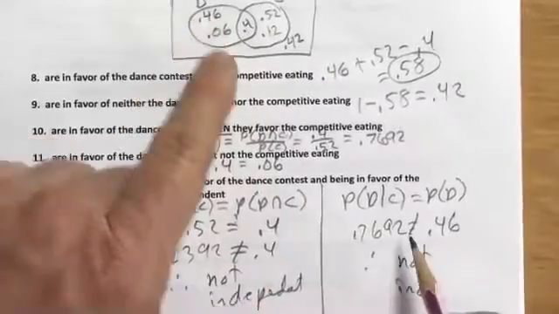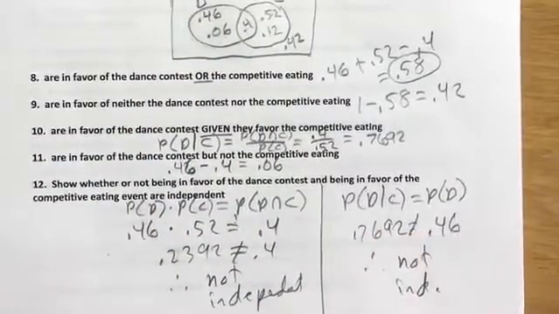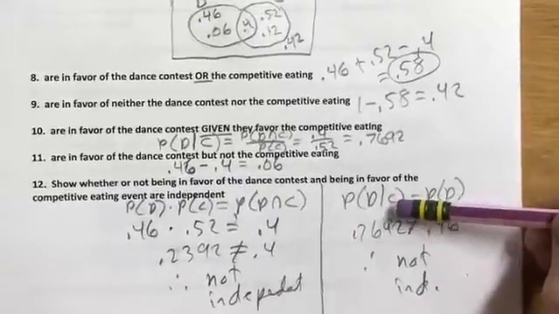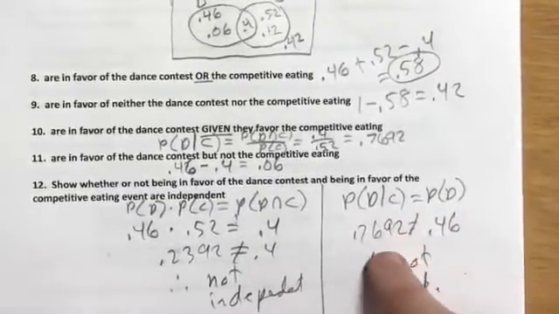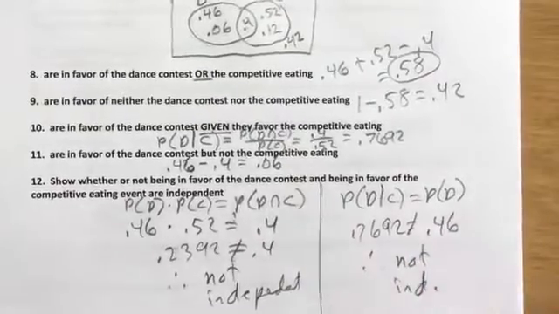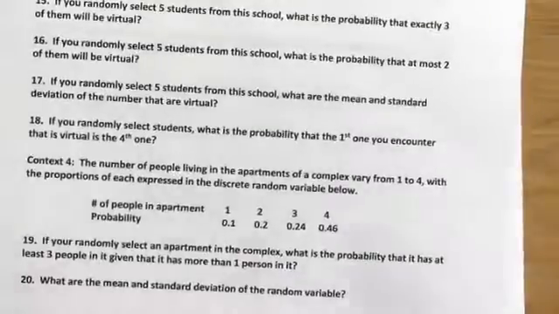So what that is basically saying is that the probability they're going to want the dance contest is 0.46. But if I told you they wanted the competitive eating, the probability they want the dance contest goes up to 0.77, basically. Okay, so that's that. So thus, that completes that deal.